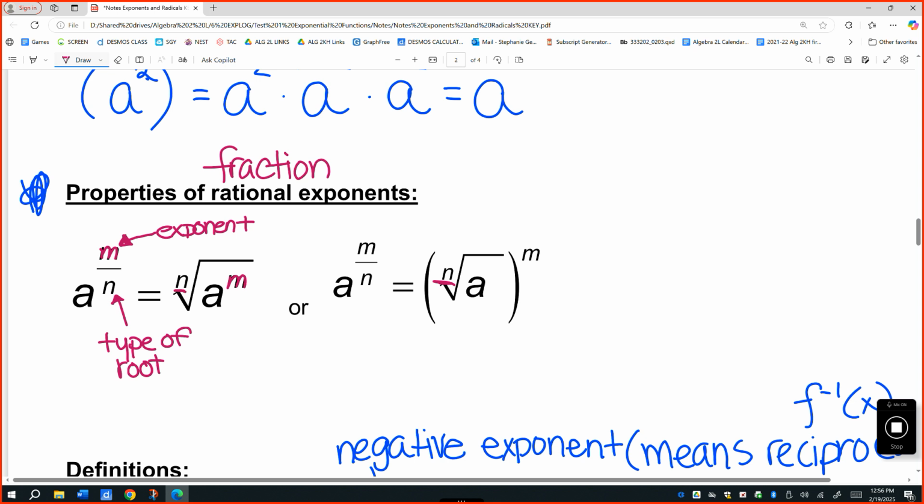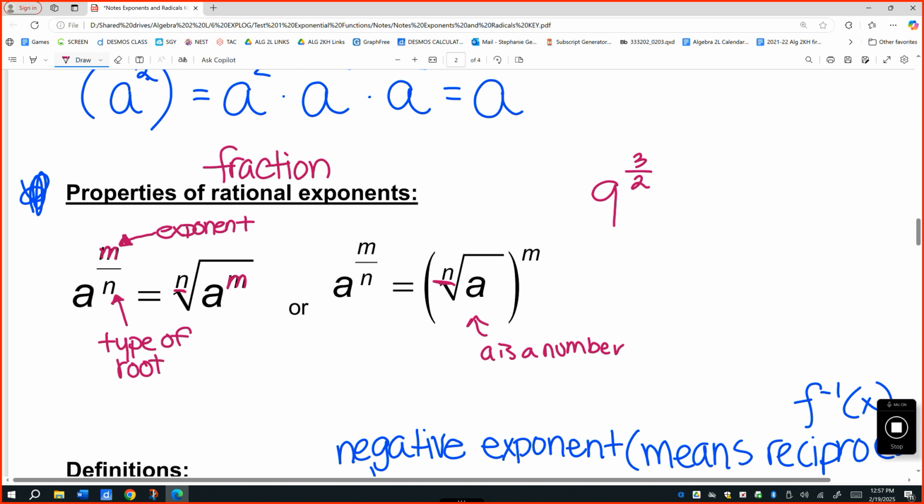Now typically, whenever a is a number, we like to do it this way. When a is not a number, then we typically put the exponent underneath, okay? So for instance, if I had 9 to the 3/2 power, okay? Let's say I wanted to evaluate that. That's a number, 9, right? So we can write it in one of two ways, okay?